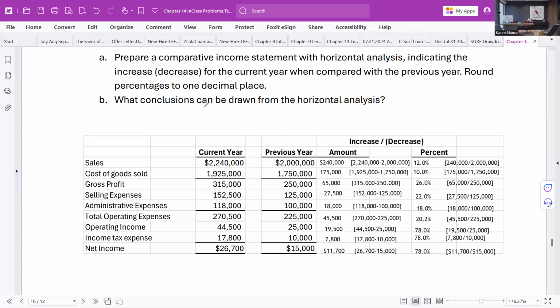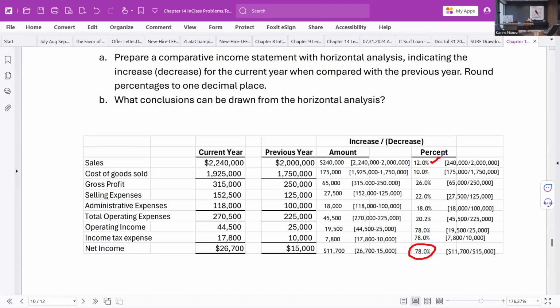So what kinds of conclusions can we draw? Well, this is pretty significant. Income is up 78% versus last year, right? We've got a 78% increase in income, but we've only got a 12% increase in sales. So if I were managing this business, I'd want to know what's driving that. How do you get a 78% increase in income when your sales are only up 12%, right? So you want to focus on those kinds of things.